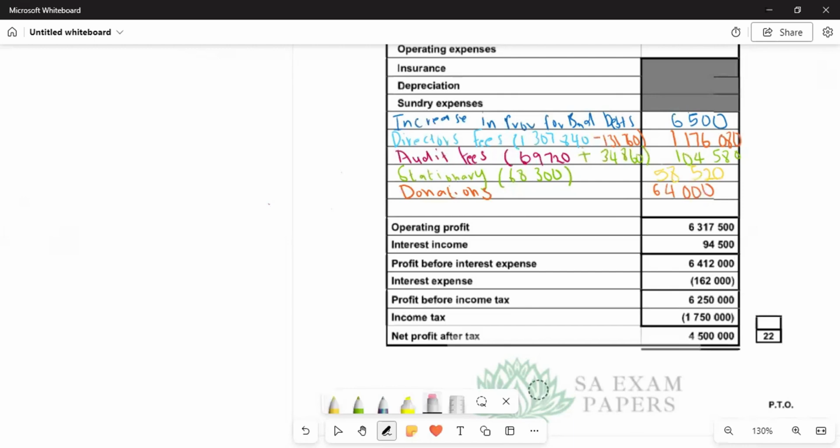Now, the difference between these two, 68,300 and 58,520, will be the stationery on hand. And now remember that stationery on hand represents my current assets, or it's going to fall under my current assets. So here, I'm just going to get the difference between the two, 68,300 minus 58,520, which is 9,780.